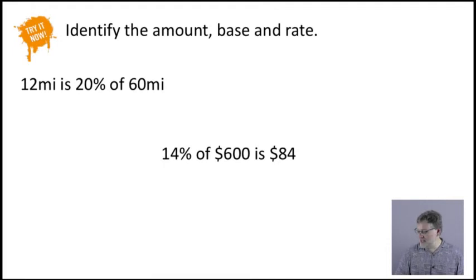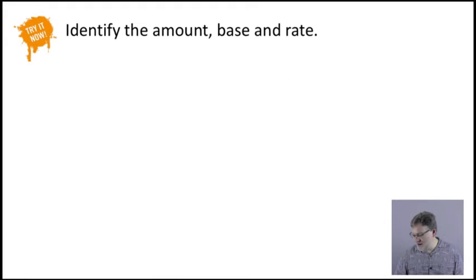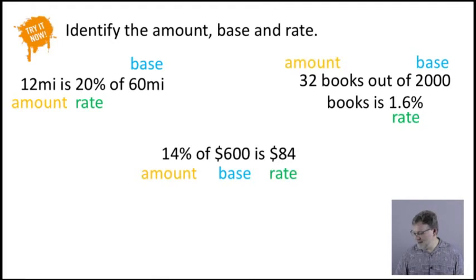Lastly, 32 books out of 2,000 books is 1.6%. Once again, what's the rate? What's the amount? What's the base? The rate here, once again, is the percentage of 1.6%. It's 1.6% of what? Well, it's the 2,000 books there. So once again, that's the base. And lastly, the amount is 32 books. 32 books is 1.6% of 2,000 books. So we can see there how these numbers are being assigned to each one of these. So hopefully that's helpful to you.